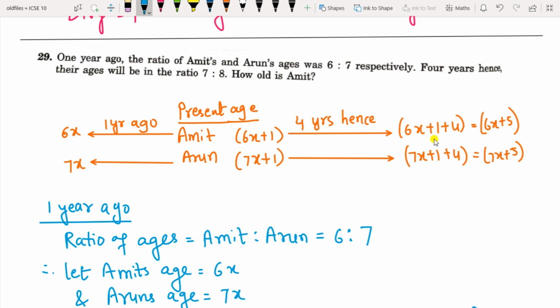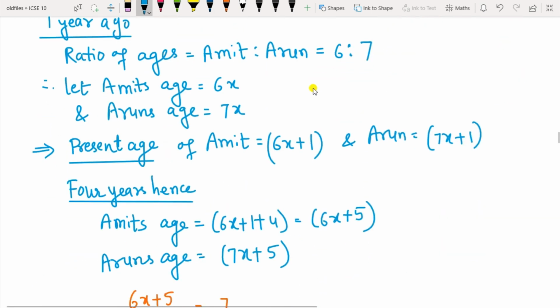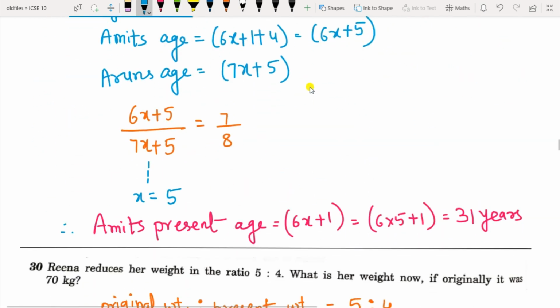Then 4 years hence means the next 4 years. So after 4 years, the age of Amit will be 6x plus 5 and that of Arun will be 7x plus 5. And the ratio will be 7:8. Then how old is Amit? You have to find. These are the sentences that you have to write. In the board exam, it is very essential to write the correct sentences because they also carry marks. The marks are not only allotted for solving the sum.